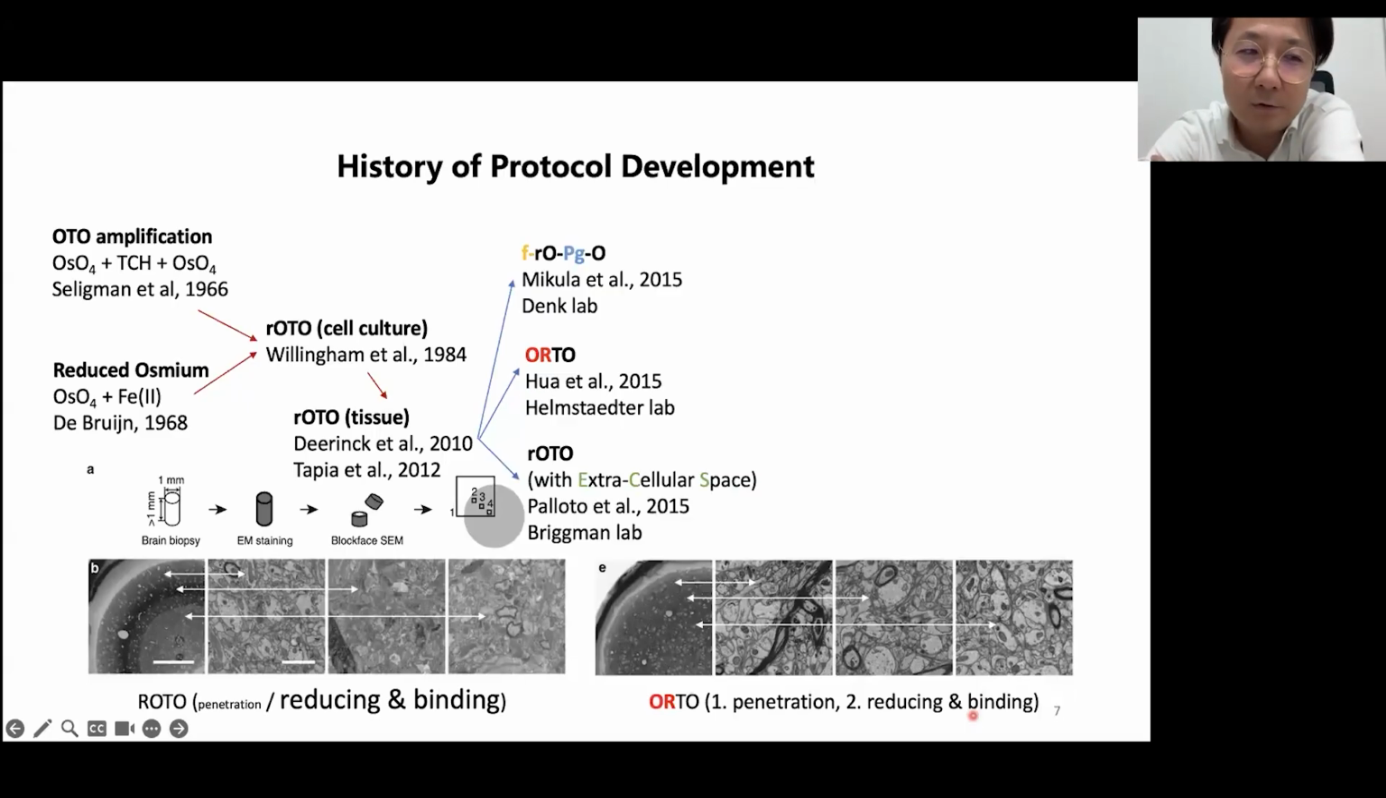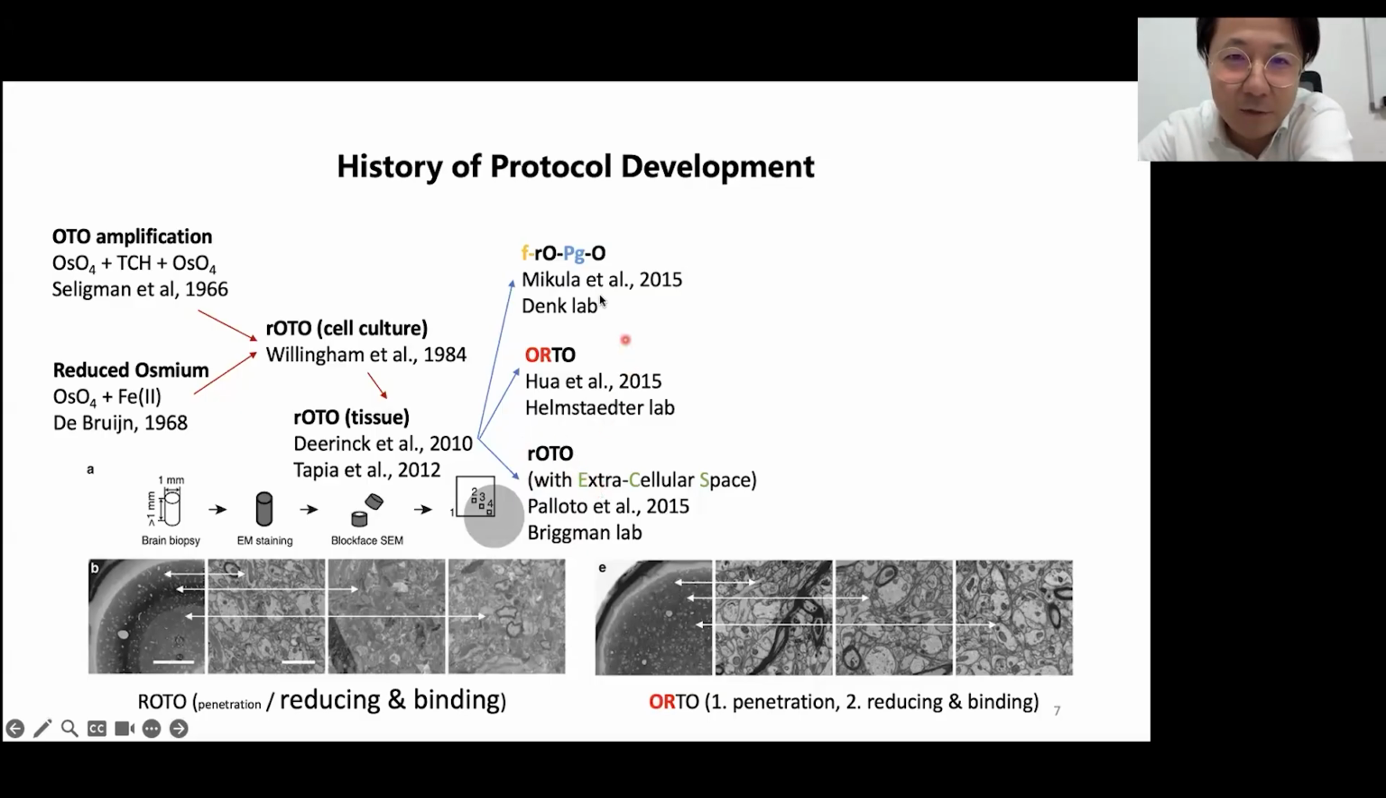Meanwhile, there are also some other techniques that have been introduced. For example, Mikula et al. use formamide to stabilize reduced osmium and then replace TCH with pyrrole for prolonged incubation, so that they can also prepare very large samples. And from Kevin Bergman's lab, people use an extracellular space preservation protocol so that they can also push the LOTO protocol to a larger volume.